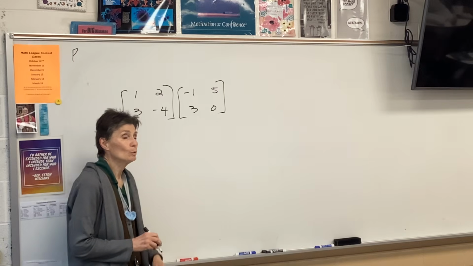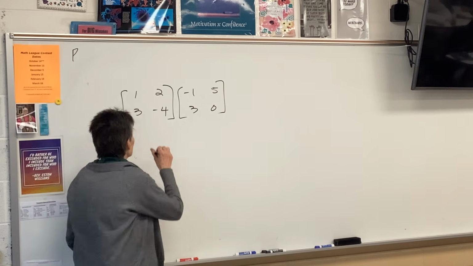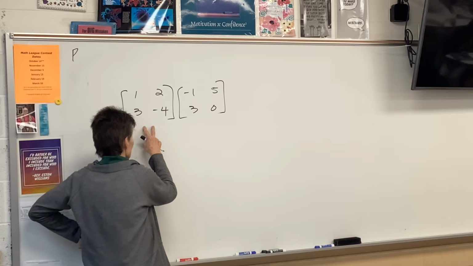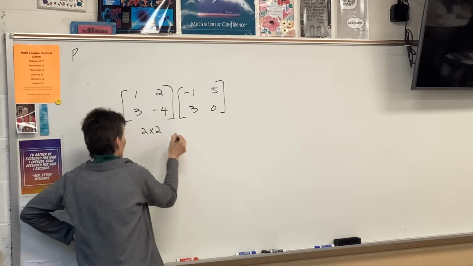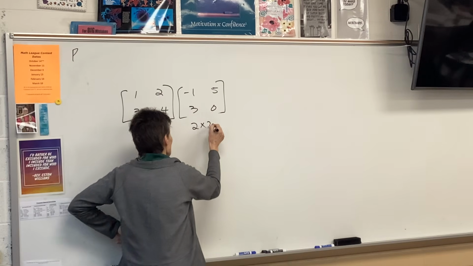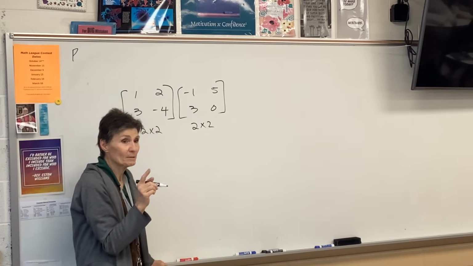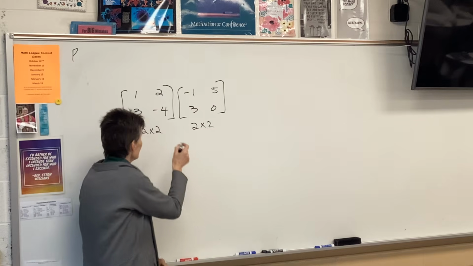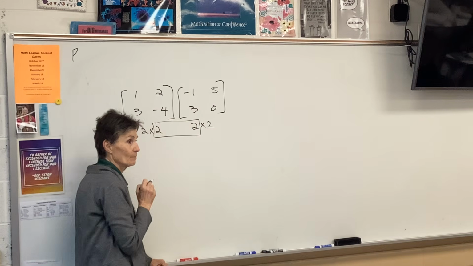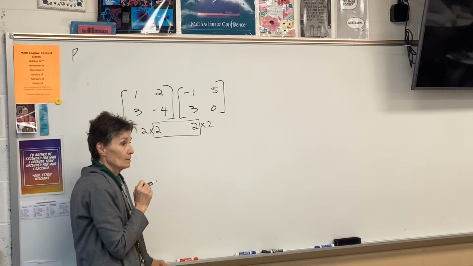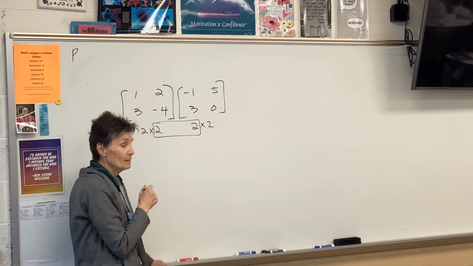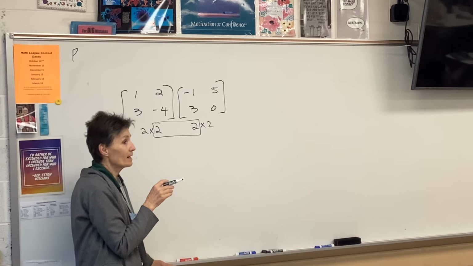Here's the rule for multiplication. What are the dimensions of this matrix right here? 2 by 2. What are the dimensions of this matrix? 2 by 2. For multiplication, these two numbers must match. They don't have to be the same size. These two happen to be, but they don't have to be the same size.